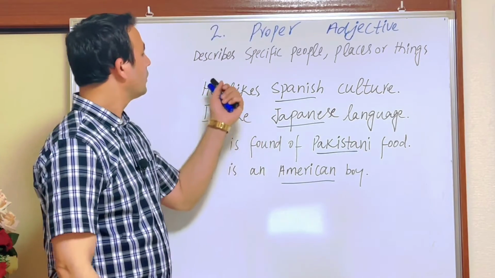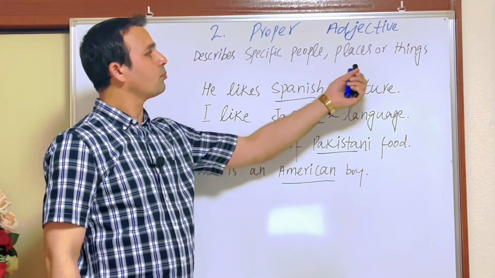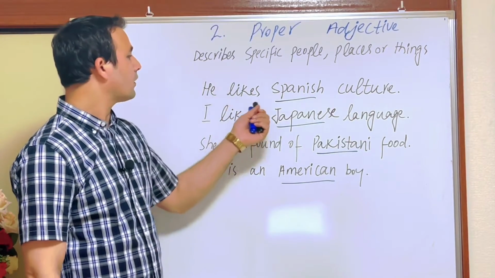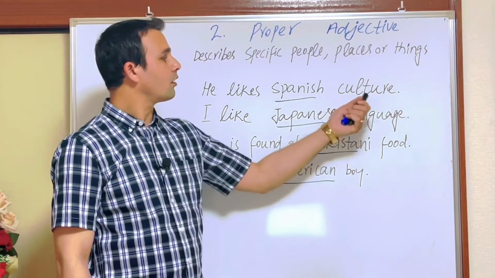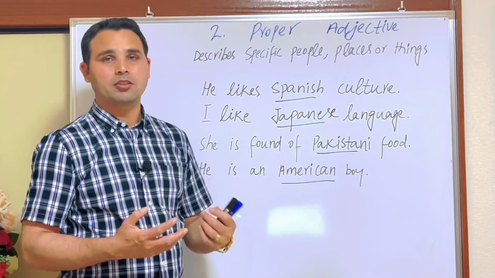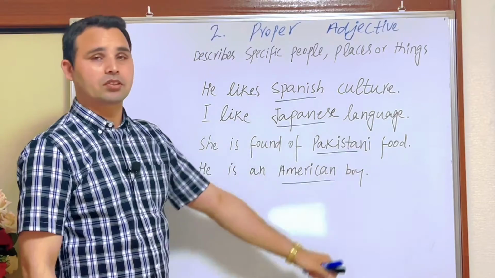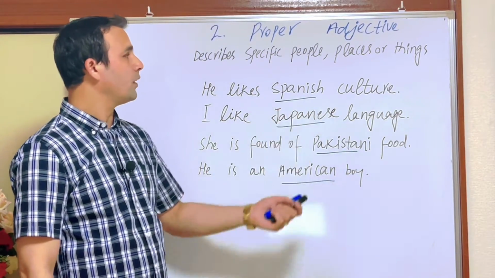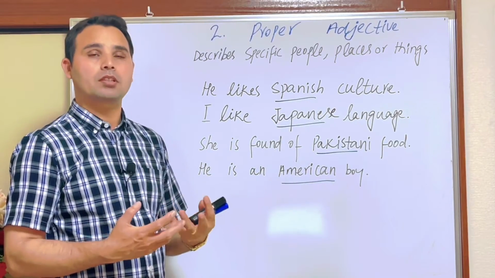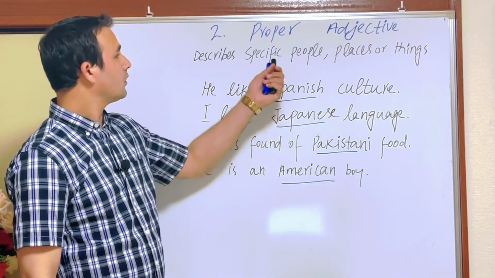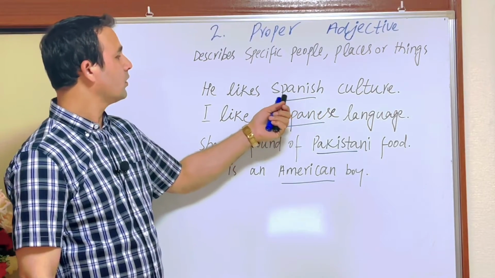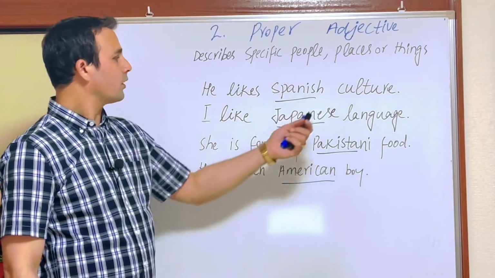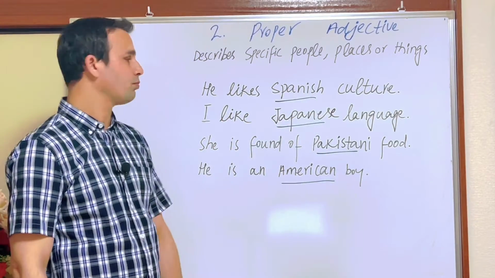Proper adjectives describe specific people, places, or things. For example, he likes Spanish culture. Culture is only a common thing, but if you add Spanish culture, it will become a proper adjective, because Spain is the name of a country, a place, and proper adjectives describe specific places. He likes Spanish culture.